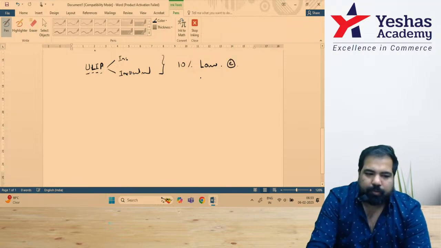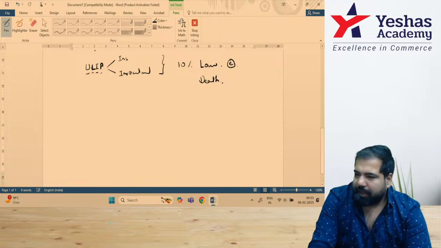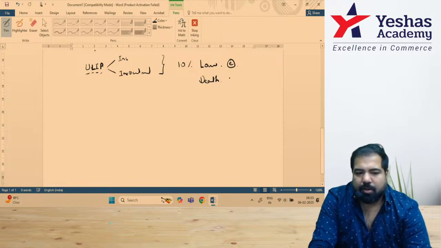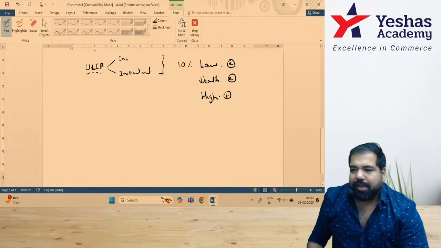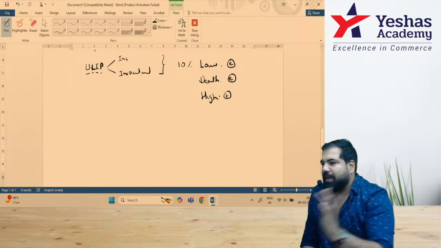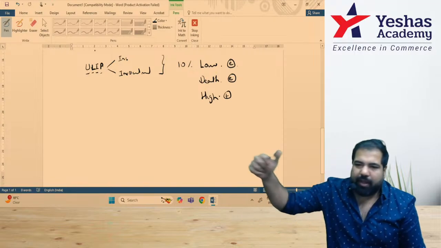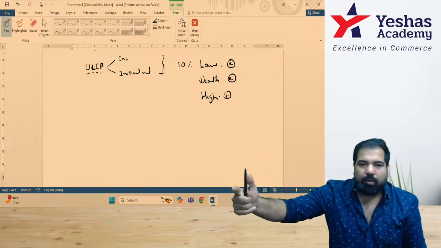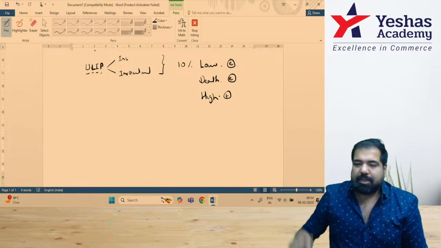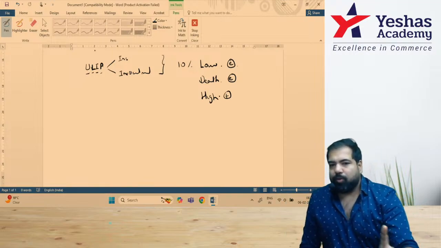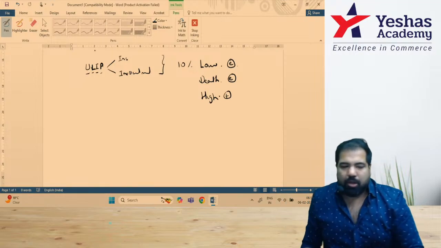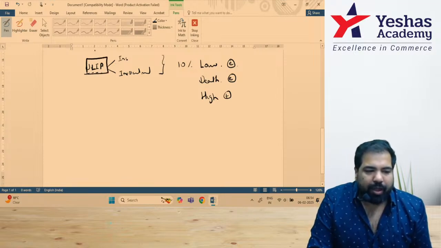You know this already. Next, what is this? Death. Any amount received on death of the person is completely exempt. If it's high, taxable. So guys, can I say ULIP taxability is the same as life insurance taxability? Yes. Everyone, death exempt, low exempt, high taxable. Guys, all premiums have to be low. Even if one premium is high, it is taxable. So guys, there's nothing different between a ULIP and a LIP.